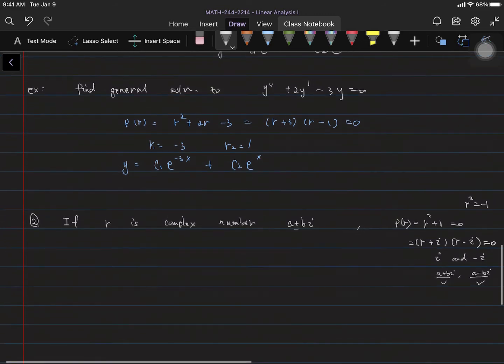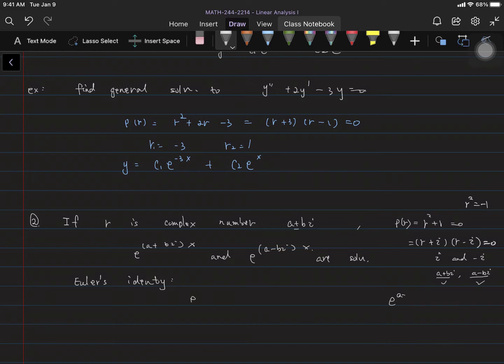In that case, what is our solution? I'm going to give you a little bit of proof here. It's going to be e to the a plus bi x, like e to the rx, right? And e to the a minus bi x. They are all solutions. But for our solution, we don't write it down this way. We are going to use Euler's identity.